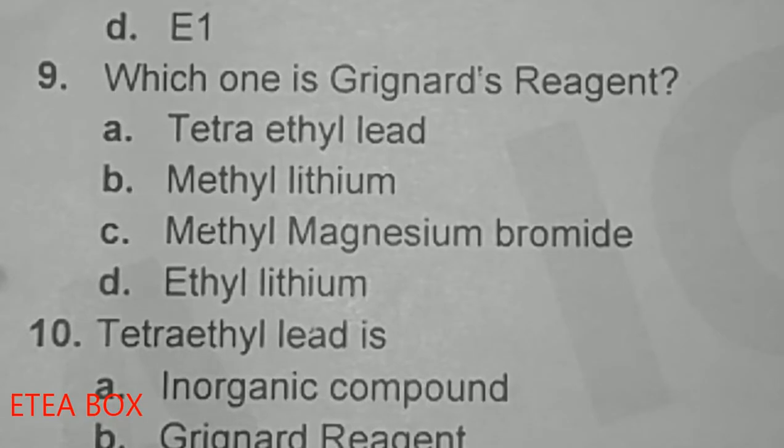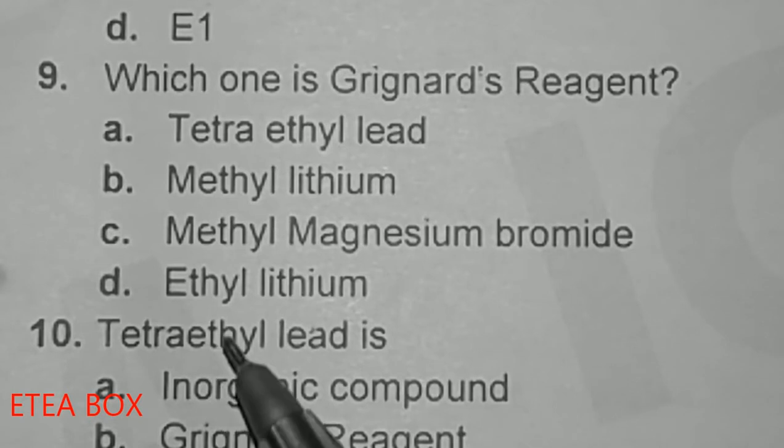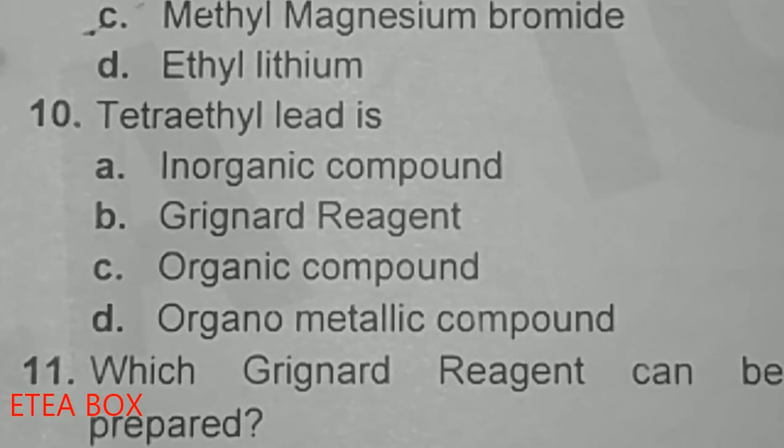Which one is Grignard reagent? So we know that in Grignard reagent our metal group and halogen is present, so option C is correct. Methyl magnesium bromide, option C. Tetraethyllead is an organometallic compound, option D.